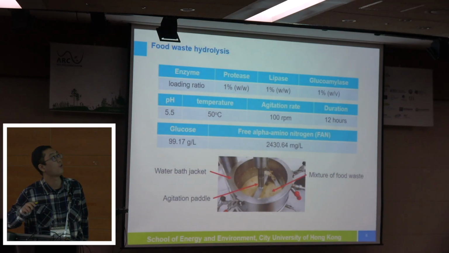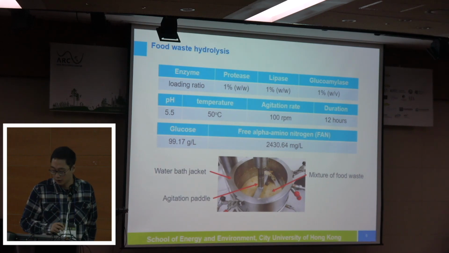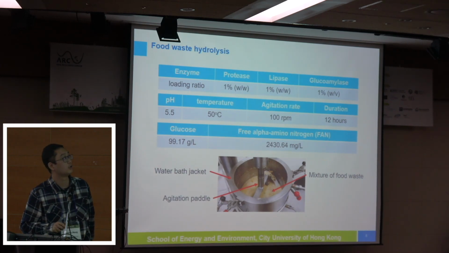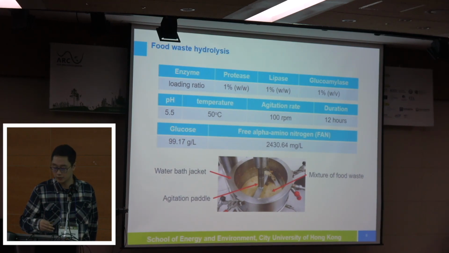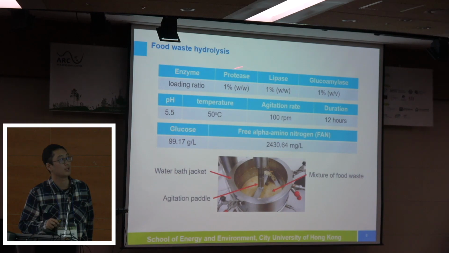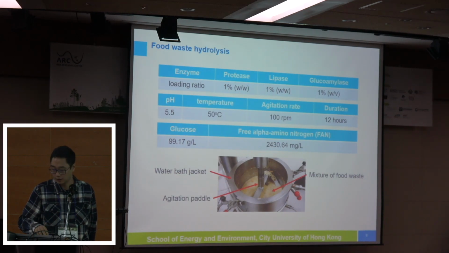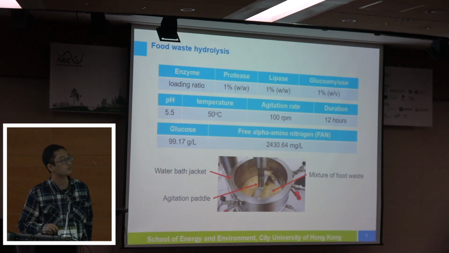This is how we deal with the food waste hydrolysis. We provide the enzymes protease, lipase, and glucanase. Because our food waste is Chinese style, it will firstly have rice and noodles, which will be hydrolyzed with glucanase, and also some meat, like pork and beef, so we need protease. There is also some fat from chicken skin and duck skin, so we need lipase. The loading ratio is 1% for all of them, and the conditions are controlled here.